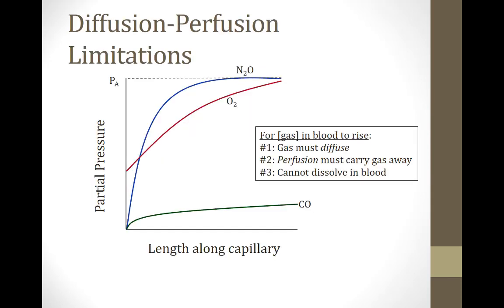Now I'm going to talk about a very important concept, and that is diffusion versus perfusion limitation of gas uptake by the blood. And the way that this concept is classically explained is by going through the graph shown on the screen here. So we're going to work through this graph in the next few slides. This graph shows what happens to three gases, carbon monoxide, oxygen, and nitrous oxide, as they move along the length of a capillary in the lungs. It shows what happens to their partial pressure.